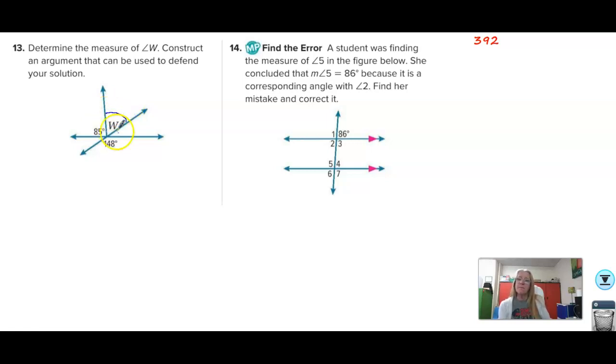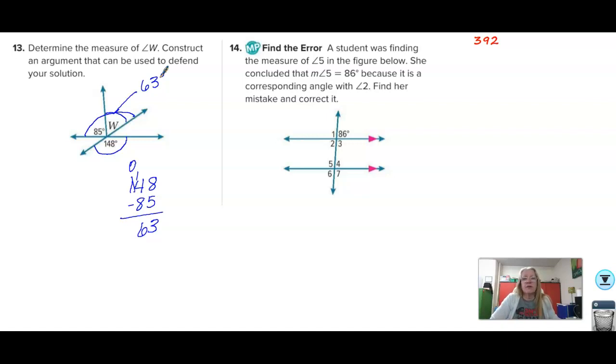Let's see. Where to start? I do know that this angle and this angle are vertical angles and therefore will have the same measure. They're formed by these two intersecting lines. So that means that 85 plus W has to equal 148. Well, what do I need to add to 85 to get 148? Let's start by subtracting 85 from 148. And that would be 63. So W is 63 degrees. Boom.